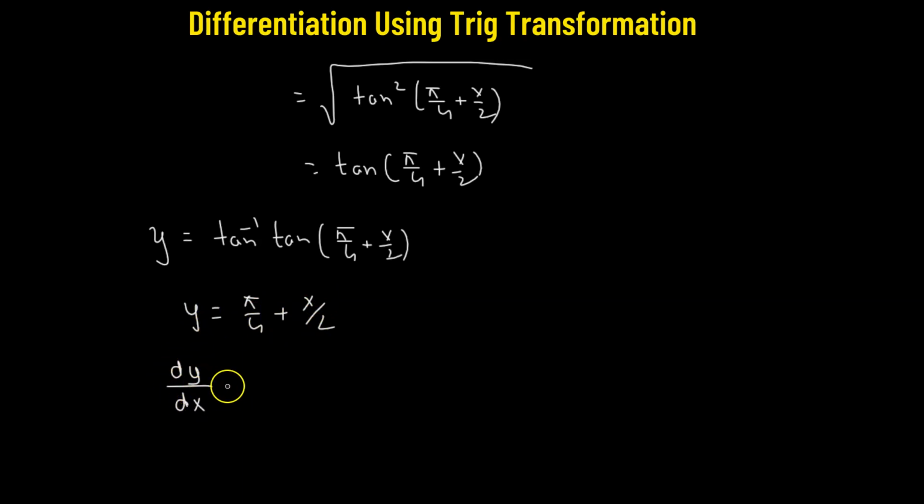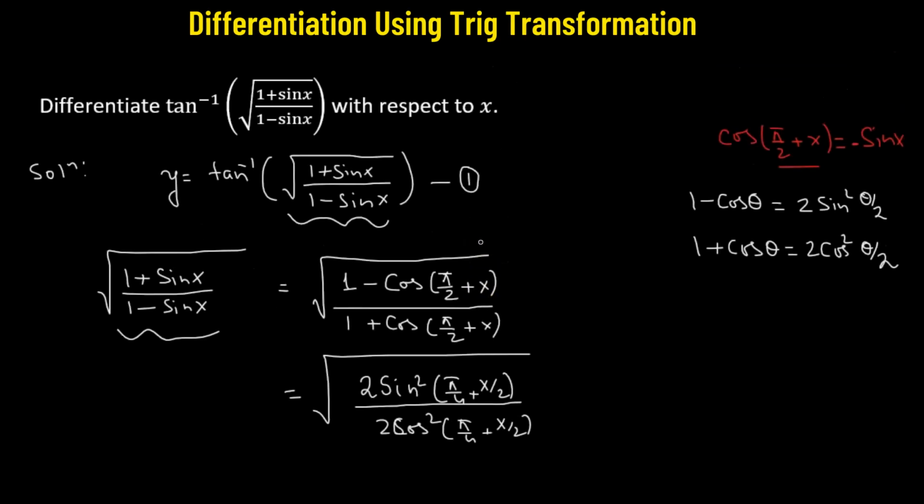So the derivative of y with respect to x will be the derivative with respect to x of pi over 4 plus half multiplied by the derivative of x with respect to x. The derivative of pi over 4 will be 0 because pi over 4 is a constant, and the derivative of x with respect to x is simply 1. So this gives us the value 1. Hence we can say that the derivative of tangent inverse of the function square root of (1 plus sine x) over (1 minus sine x) with respect to x simply equals 1/2.